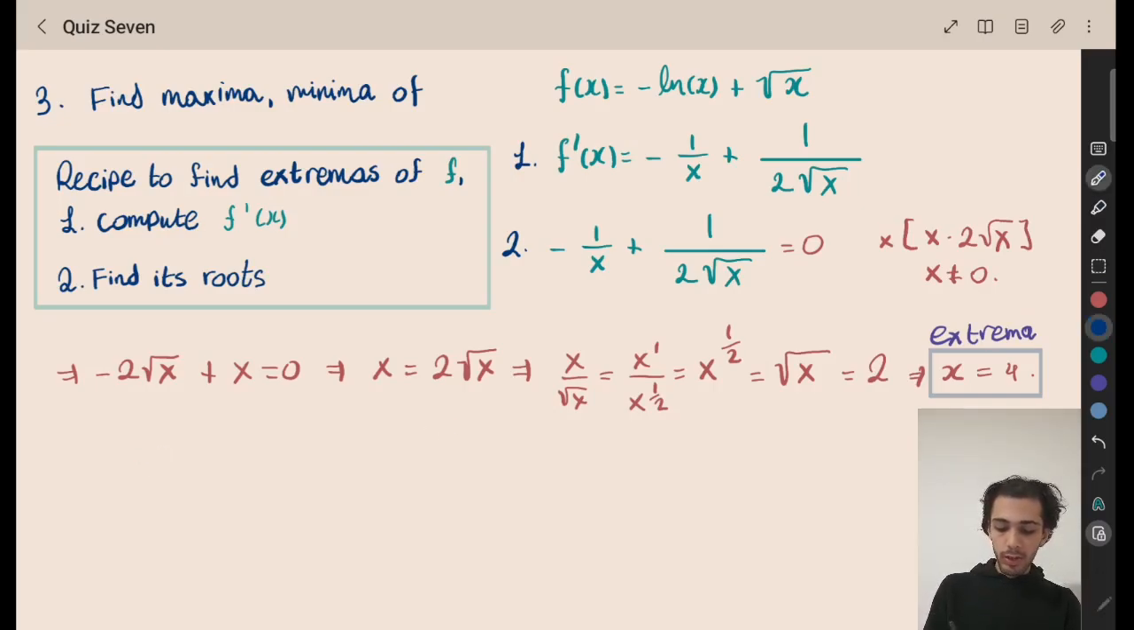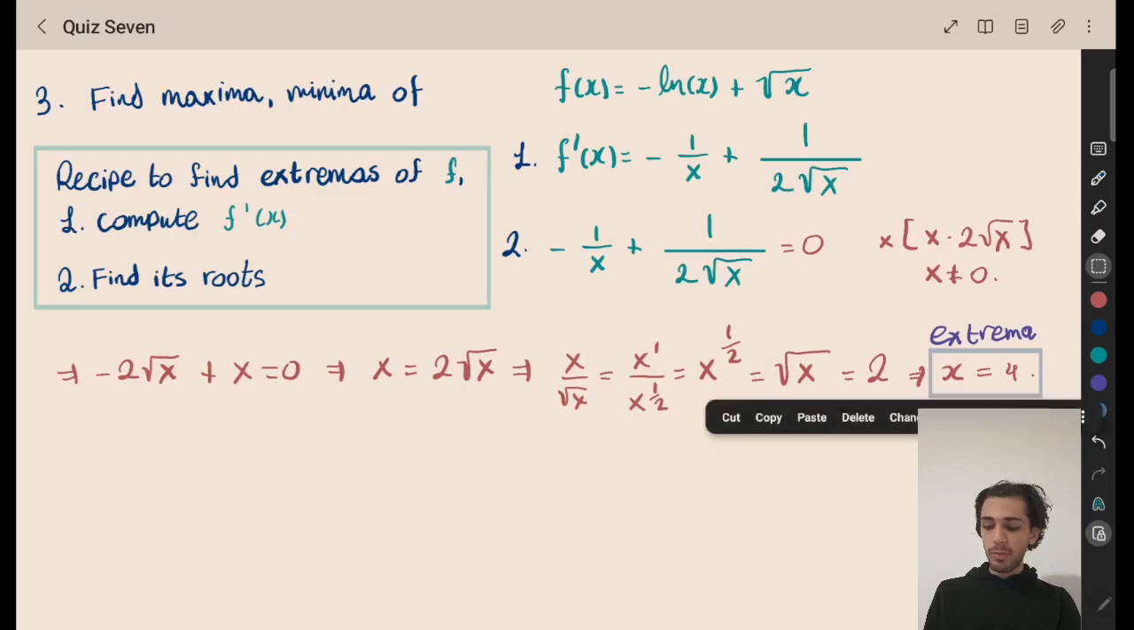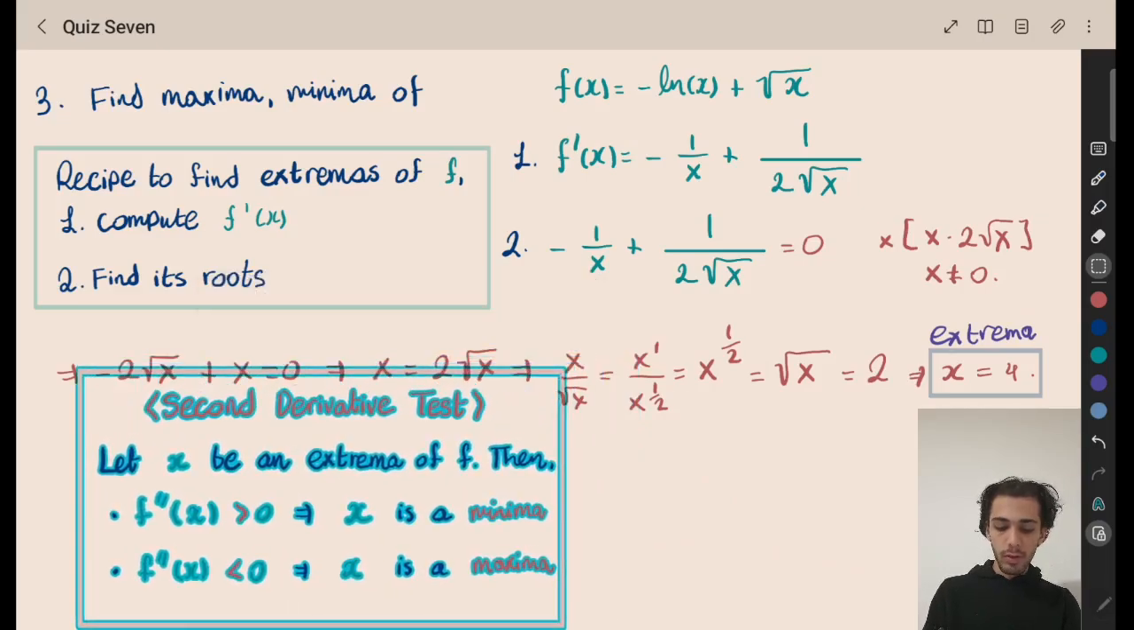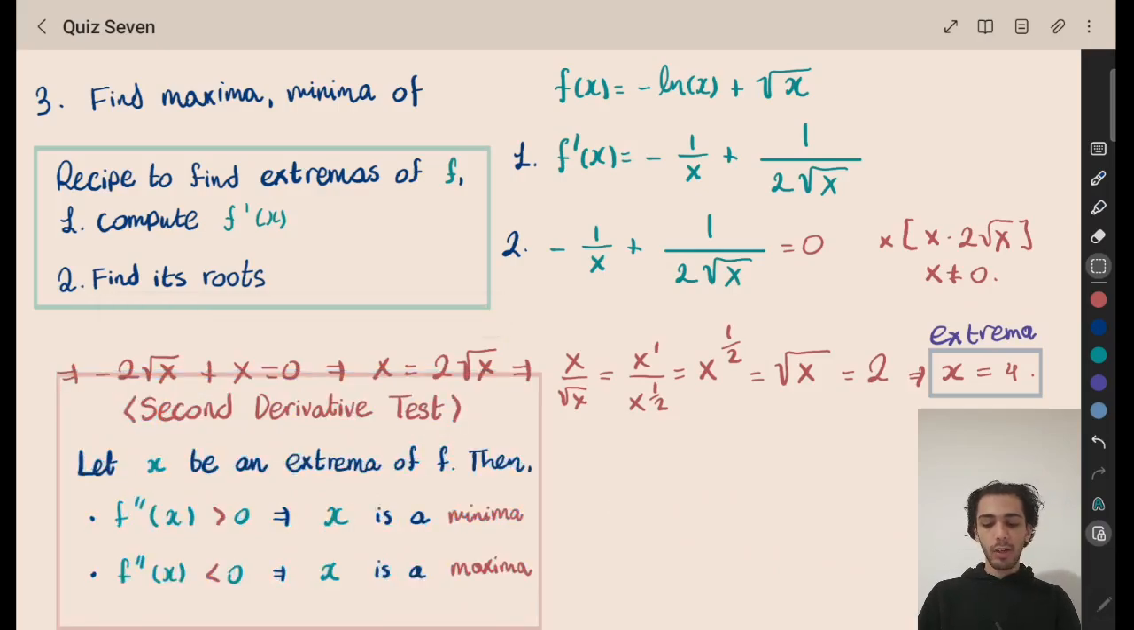Now there are two ways to find out whether this extremum is a maximum or a minimum. The first way is to look at the second derivative. We have this thing called the second derivative test, and it tells us that if you find the second derivative and you plug in your extremum and you get, let's say, a negative value, then your extremum is a maximum, and vice versa. If you plug it in and you get a positive number, then your extremum is a minimum. So it's kind of the opposite.